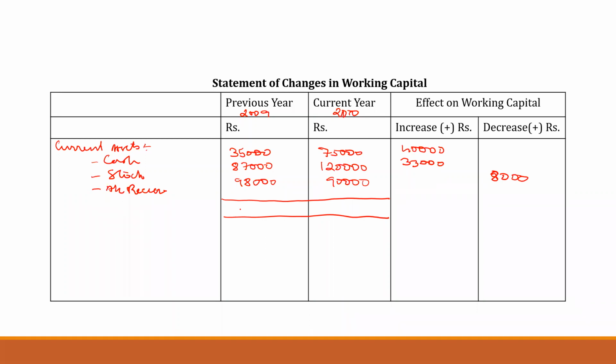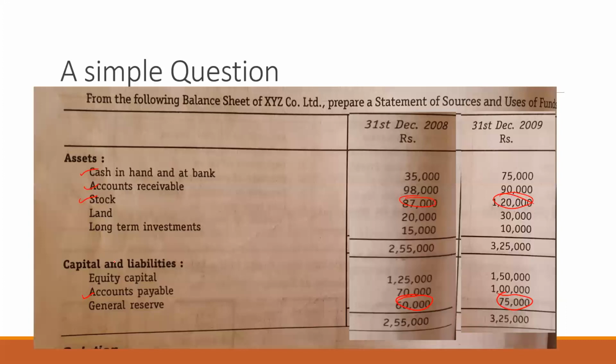Now we have to total this and keep it over here. 35 plus 98 plus 87 is 2,20,000. For the current year, 75 plus 120 plus 90 is 2,85,000. Now, what is the next item after current assets? Current liabilities. There is only one, accounts payable.